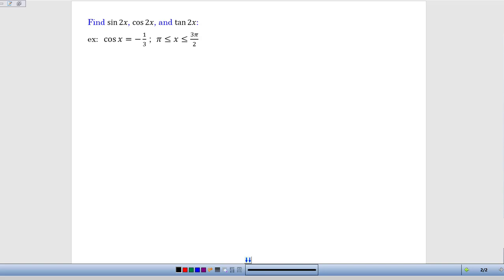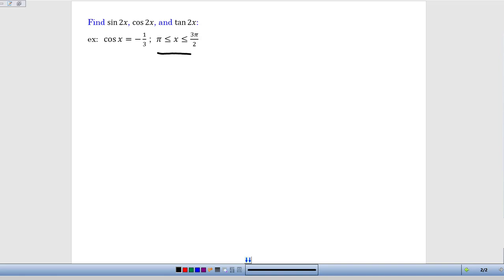In our second example, we're again asked to find the sine, cosine, and tangent of the double angles. This time we're given information about our original angle x, that the cosine of x is negative 1/3, and that the angle is between pi and 3 pi over 2, which puts it in the third quadrant.